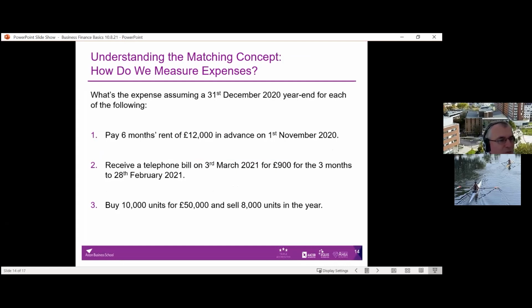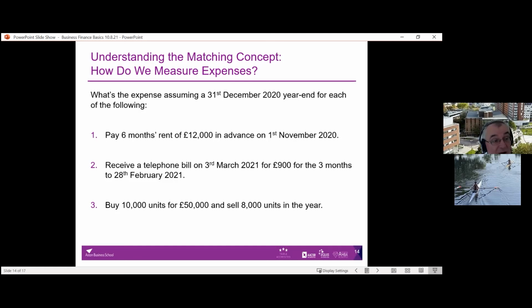So I've got some examples for you to reflect on this. So an expense in accounting is a cost consumed in the process of generating income in the period. The key word here is consumed. So I want you to take these examples one by one, and for each of them, what do you think the expense is?